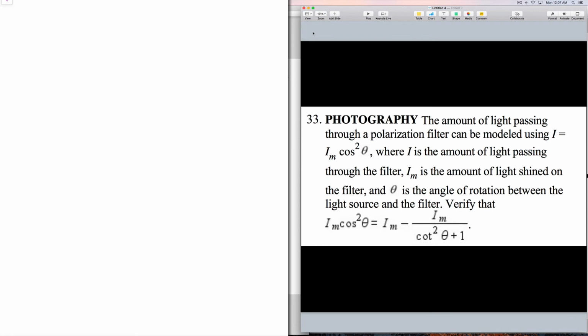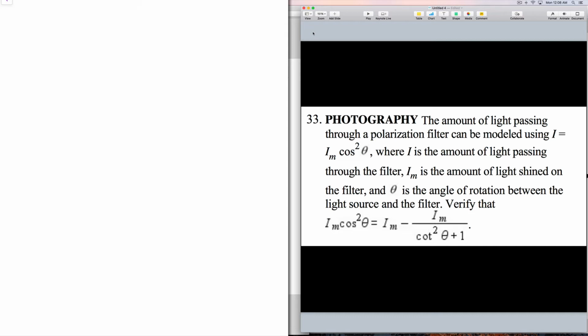Okay, well, let's take a look at number 33 now. All right, so number 33, it's a photography question. So the amount of light passing through a polarization filter can be modeled as I equals I sub m cosine squared theta, where I is the amount of light passing through the filter, and then I sub m is the amount of light shined on the filter. And theta is the angle of rotation between the light source and the filter.